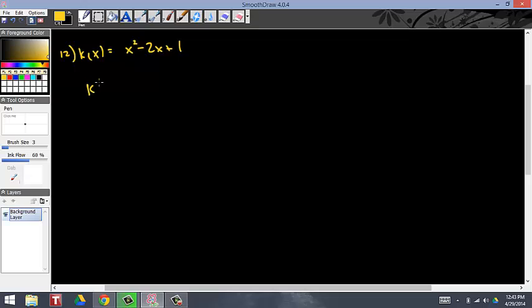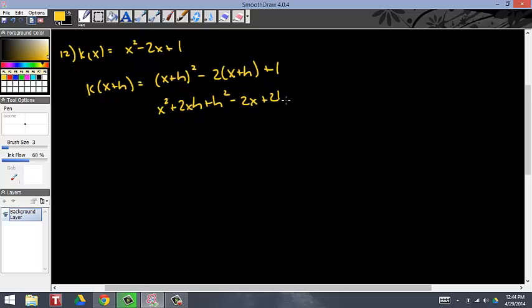So k of x plus h is going to equal x plus h squared minus 2 times x plus h plus 1. Now we're just going to FOIL this out. This is x squared plus 2xh plus h squared minus 2x minus 2h plus 1. And that's as far as you need to go for this problem. Okay?